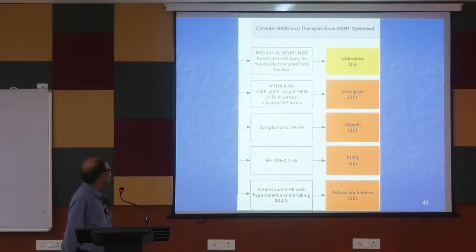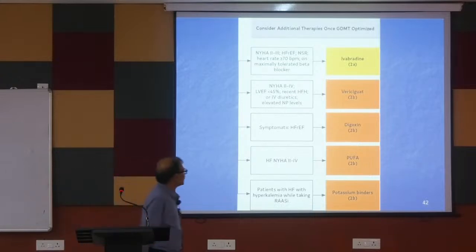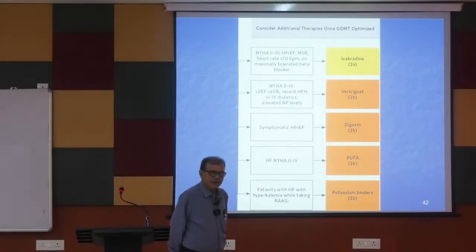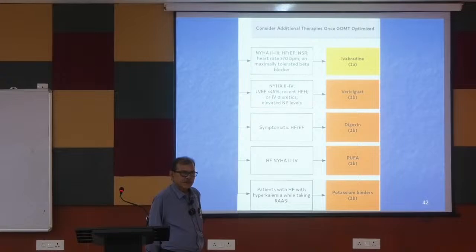Recent IV diuretics or elevated natriuretic peptide level. Vericiguat, no need to remember. Why? Because the indication is 2B.